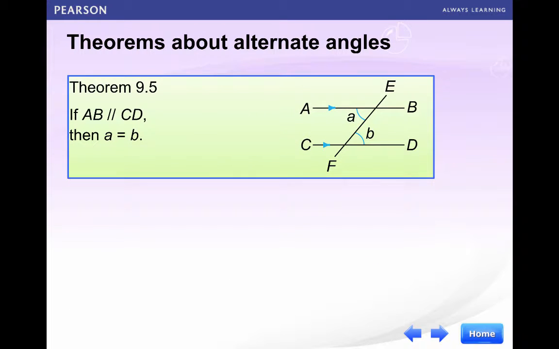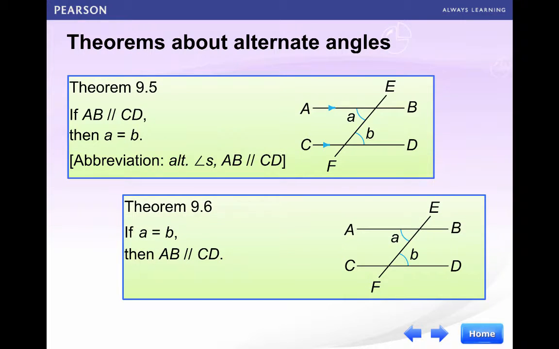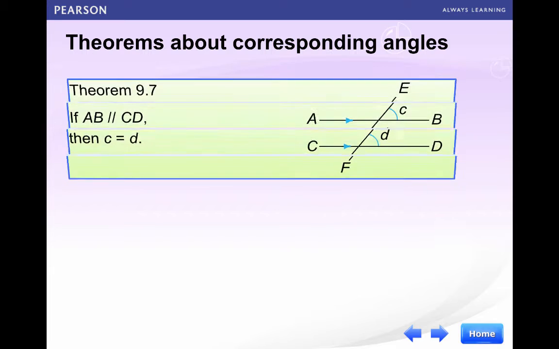Okay, and we need to use some theorems about parallel lines. Look at this. If we know that AB is parallel to CD, then angle a equals b. The reason is alternate angles, AB parallel to CD. The other way around, if we know that the two angles are equal, then the two lines AB and CD will be parallel. The reason this time is alternate angles equal.